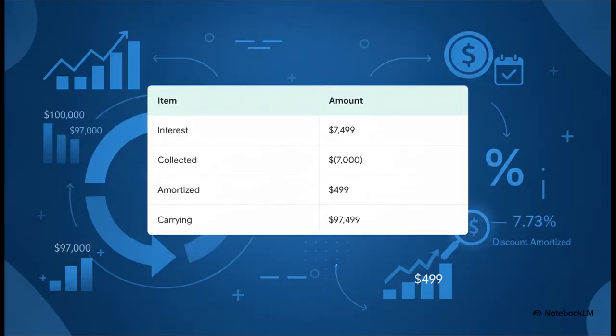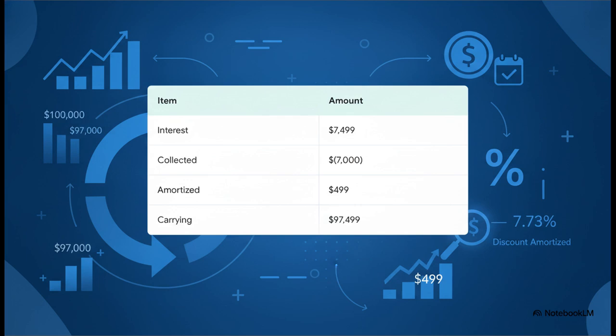This beautifully illustrates the effective interest method. Let's say the stated rate on that note is 7%. Because of that upfront $3,000 fee, our true effective yield is actually 7.73%. So what happens in year 1? We calculate our interest income using our true economic reality, the $97,000 carrying amount multiplied by our 7.73% effective rate. That gives us $7,499 in interest income.